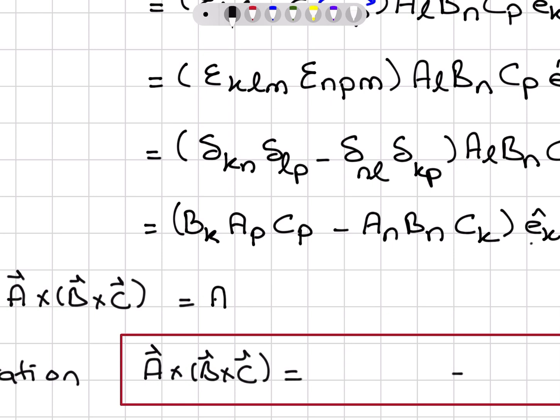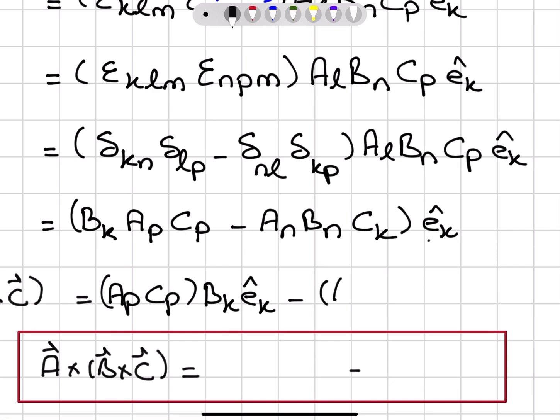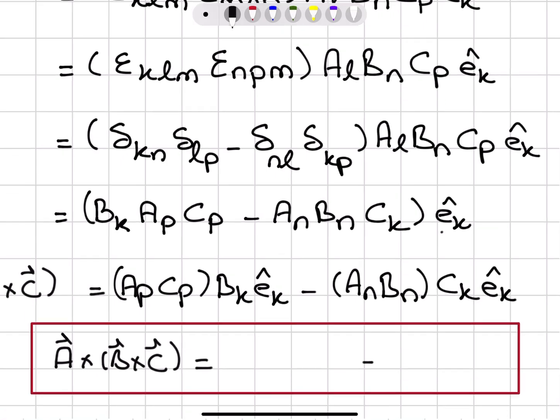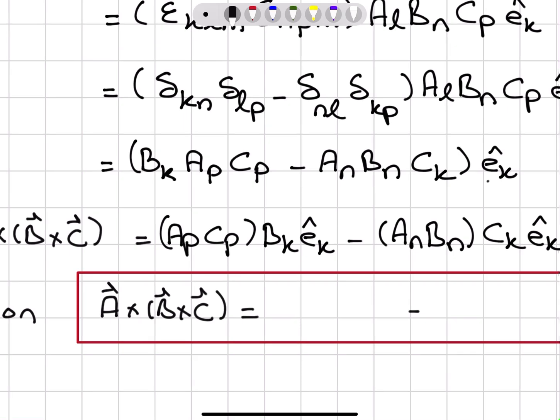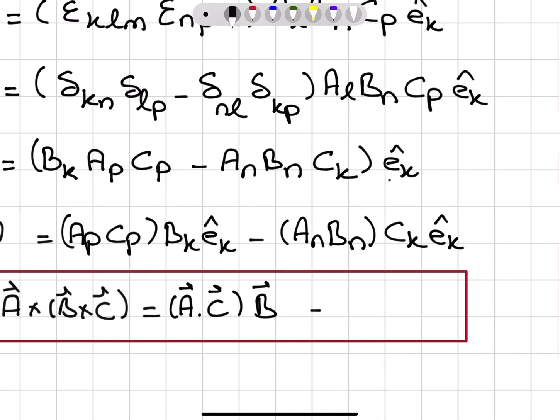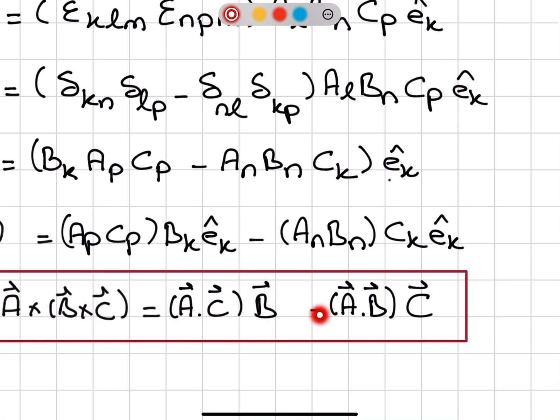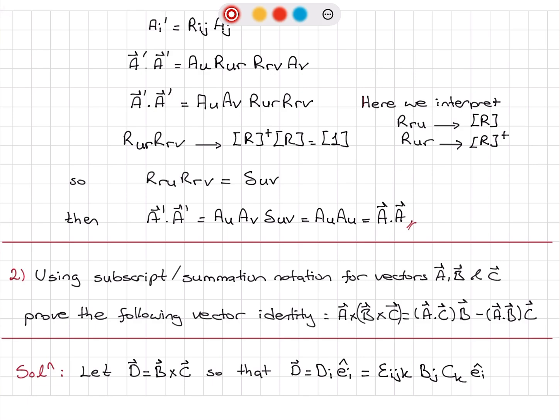Okay, so now I realize that ap cp is the dot product a dot c. So I have ap cp, which is the dot product. bk ek hat is the b vector, minus an bn is the dot product a with b, and ck ek hat is the c vector. So in vector notation, I can write this as a dot c times vector b, minus a dot b scalar multiplied with c vector. So a dot c gives me a scalar multiplied with vector b, minus a dot b gives me a scalar multiplied with vector c, which is the identity that I'm trying to obtain. a dot c b minus a dot b c.